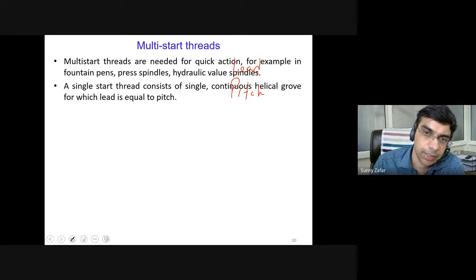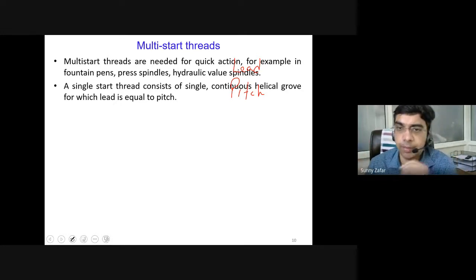In several applications or equipment, it is needed that you can quickly tighten or untighten the screw. A very common example is the pen that you use, where you need quite fast tightening and untightening. Beyond that, we have hydraulic valves, presses and spindles. So what happens in the case of a single start thread?